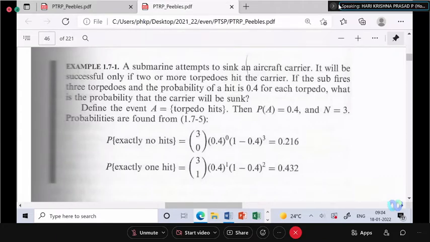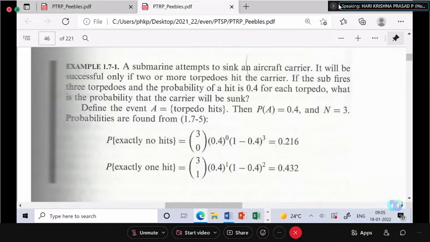How many times does the experiment need to be performed? The goal is to collapse the carrier. How many torpedoes should be fired? A minimum of 2 hits. So the desired event is hitting the carrier. That is indicated by probability small p or 0.4. There can be a miss also. So that is 1 minus p.